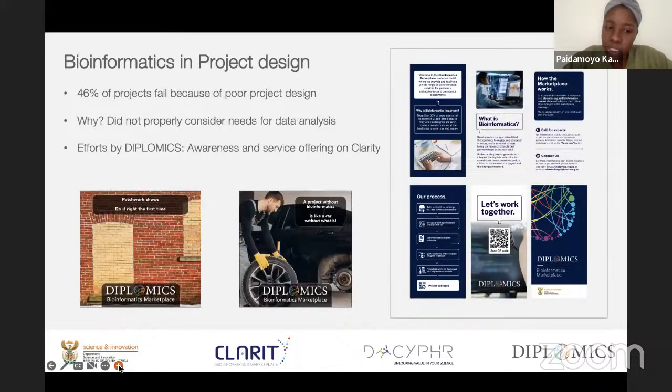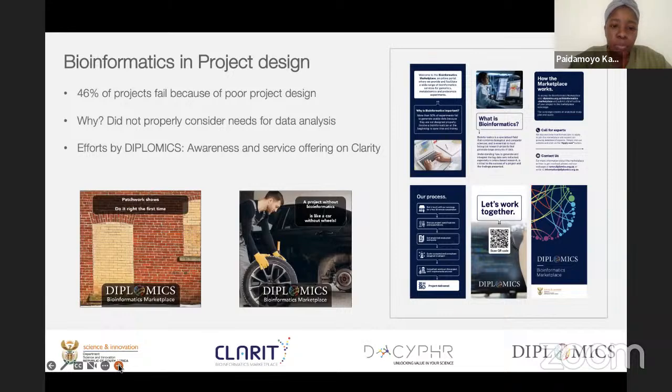So, bioinformatics at project design. 46% of projects fail because of poor project design. Why? Because you didn't properly consider the different needs for data analysis. For example, if you want to count how many apples are in a basket, you need to collect apples, you know. Sometimes people want to compare 2 treatment groups and they only process 1. It sounds like such a simple thing, but we have found that these things happen.